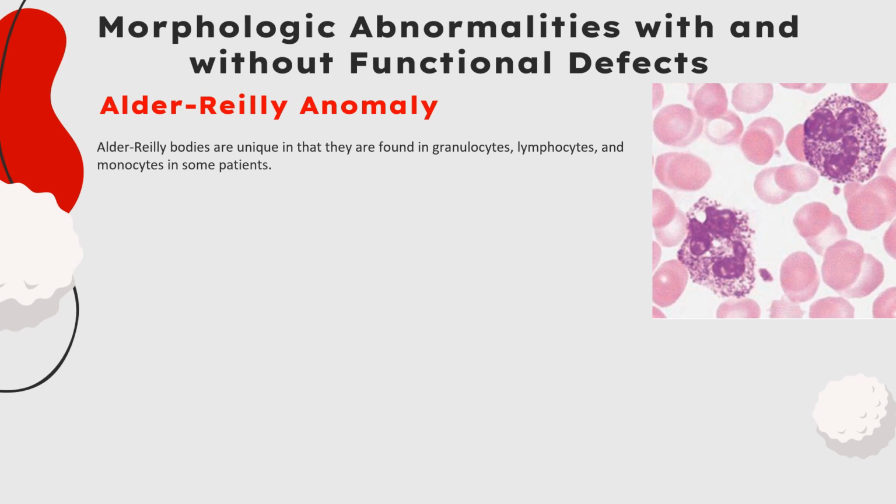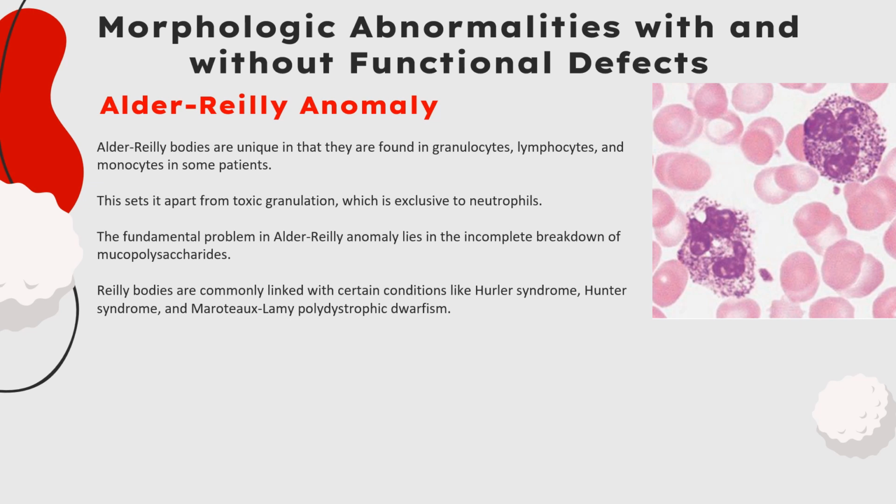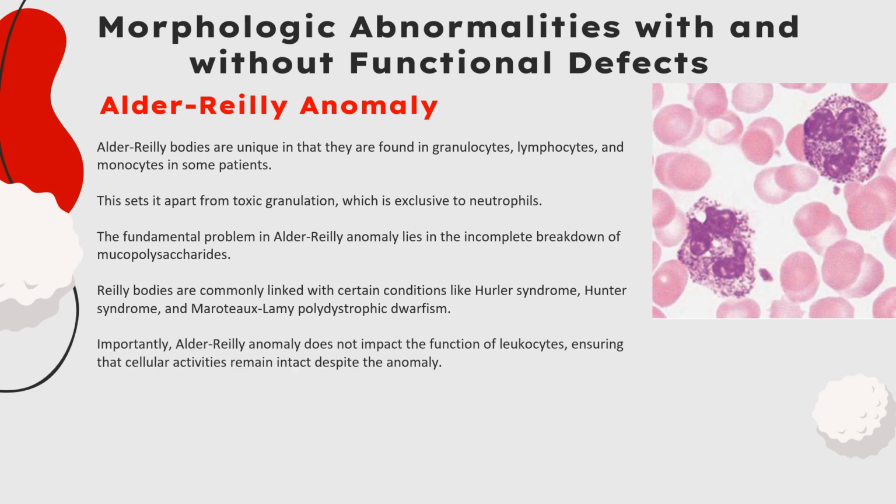What's fascinating is that Alder-Reilly bodies aren't exclusive to neutrophils, they can be found in granulocytes, lymphocytes, and monocytes in some patients. This sets it apart from toxic granulation, which is specific to neutrophils. Now, let's understand the impact and conditions associated with Alder-Reilly anomaly. The core issue lies in the incomplete breakdown of mucopolysaccharides. These bodies are commonly linked with certain conditions like Hurler syndrome, Hunter syndrome, and Maroteaux-Lamy polydystrophic dwarfism. Remarkably, Alder-Reilly anomaly doesn't impact the function of leukocytes. This ensures that cellular activities remain intact despite the anomaly.